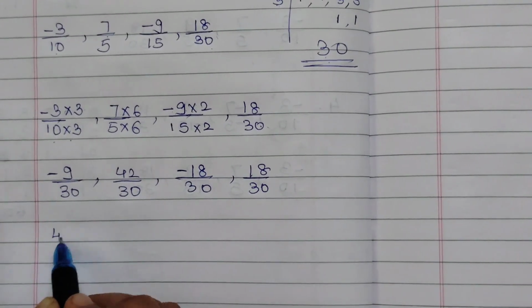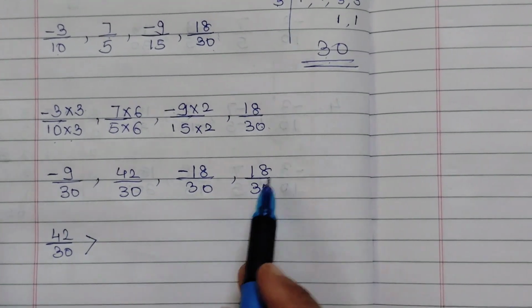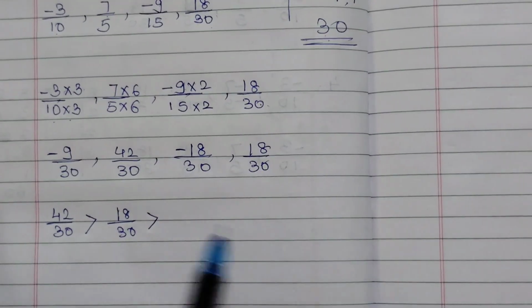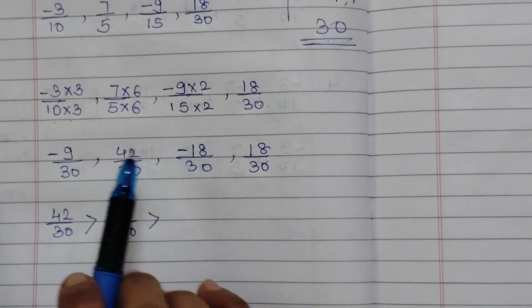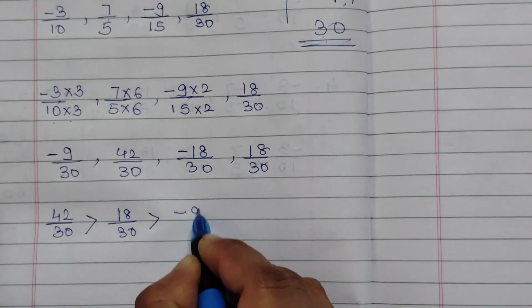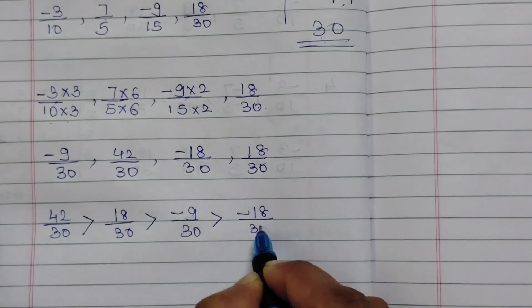So I wrote 42 upon 30 is greater than, then next will come 18 upon 30 as it is a positive number. Then now we will see the minus signs. Minus 9 and minus 18, which one is bigger? Minus 9 is bigger. So minus 9 upon 30 is greater than minus 18 upon 30.